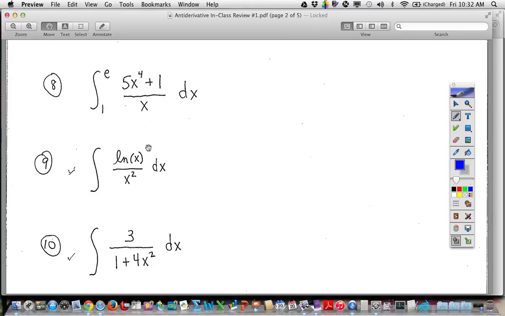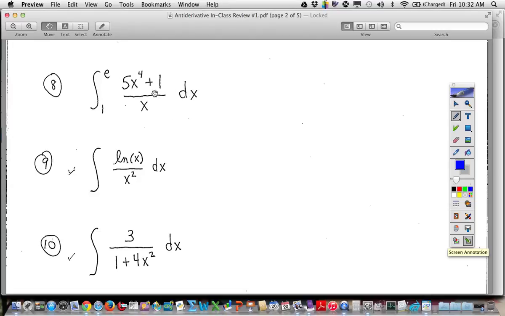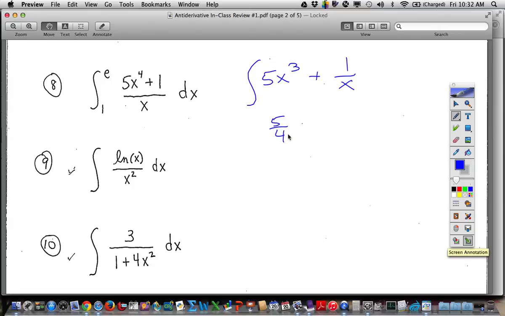Yeah, absolutely. This is one that you could look at all day long and say, oh, geez, what do I do? And it's really just this over x, which makes it 5x cubed, and then 1 over x, which is 1 over x, right? And then now it's to the 4th, so it's 5/4 x to the 4th, and then plus ln x, right? And then you put in your 1 and your e. So it's just algebra, right? Just split it apart and then go.